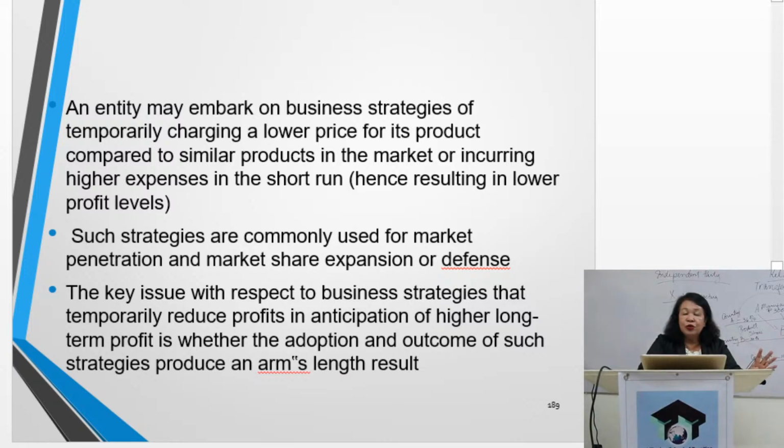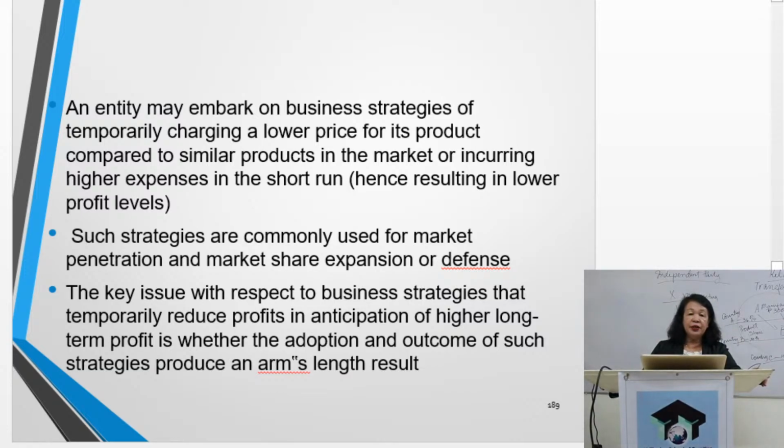But a word of caution, ano po yung sabi ng tax authorities dito sa business strategies, no? Halimbawa, yung business strategy mo such that lower ka ng price. So anong ibig sabihin doon? Lower also your profit. O minsan, you are selling at a loss, so wala kang profit. Anong word of caution dito ng tax authorities? Dapat yung business strategy mo is only temporary, no?